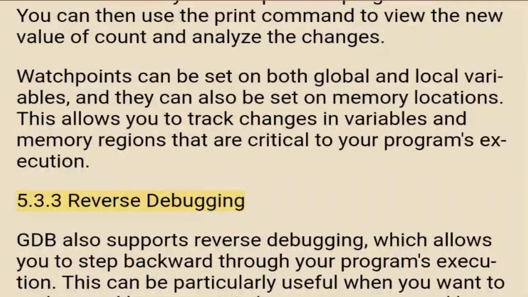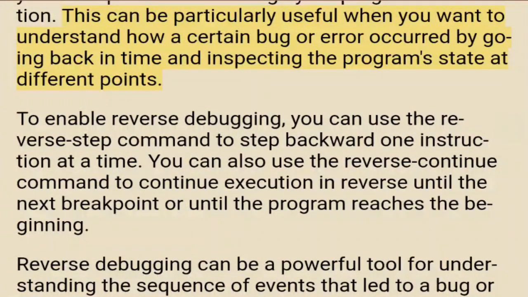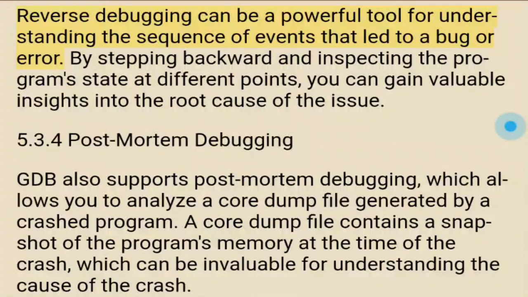5.3.3 Reverse Debugging. GDB also supports reverse debugging, which allows you to step backward through your program's execution. This can be particularly useful when you want to understand how a certain bug or error occurred by going back in time and inspecting the program's state at different points. To enable reverse debugging, you can use the reverse step command to step backward one instruction at a time. You can also use the reverse continue command to continue execution in reverse until the next breakpoint or until the program reaches the beginning. Reverse debugging can be a powerful tool for understanding the sequence of events that led to a bug or error. By stepping backward and inspecting the program's state at different points, you can gain valuable insights into the root cause of the issue.